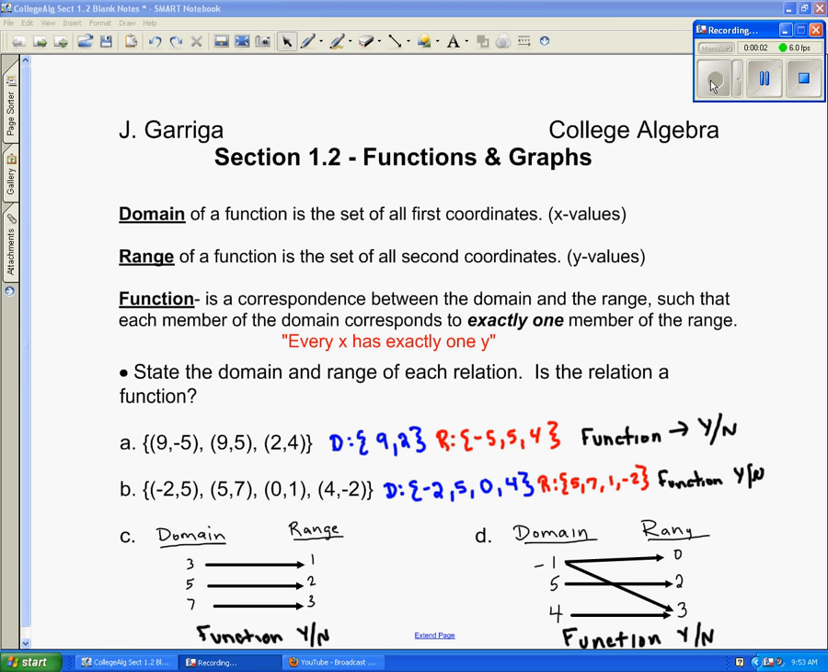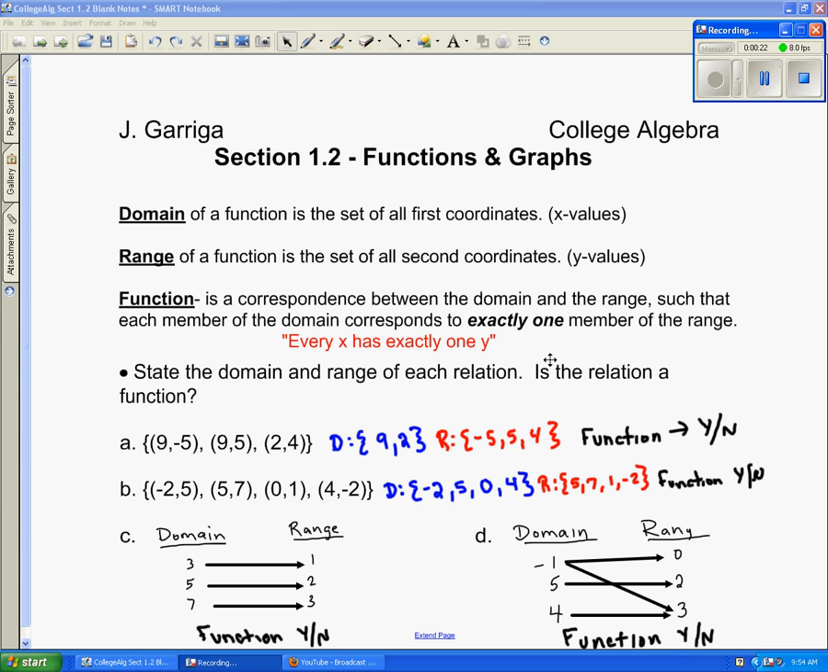Section 1.2 is functions and graphs. The first thing I want you to do is pause the video and read through your definitions and also look at the solutions for the domain and range in part A and B and see if you can make those connections. After that, unpause it and we'll go from there.